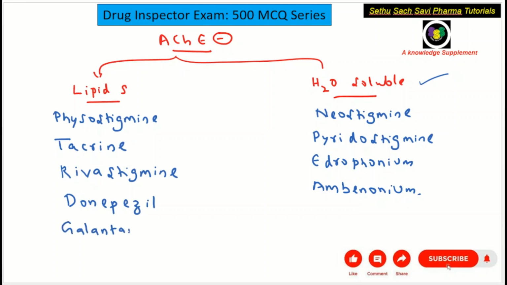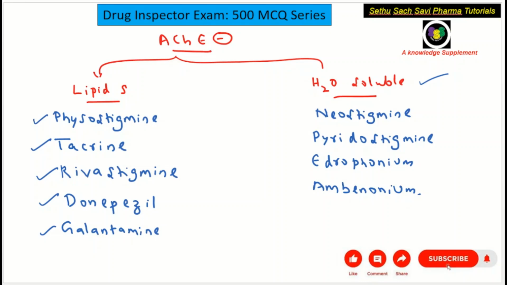So these drugs, you please remember, the drugs coming in the lipid soluble category and the drugs coming in the water soluble category. Physostigmine, tacrine, rivastigmine, donepezil, galantamine belong to the lipid soluble category, whereas neostigmine, pyridostigmine, edrophonium and ambenonium belong to the water soluble category.